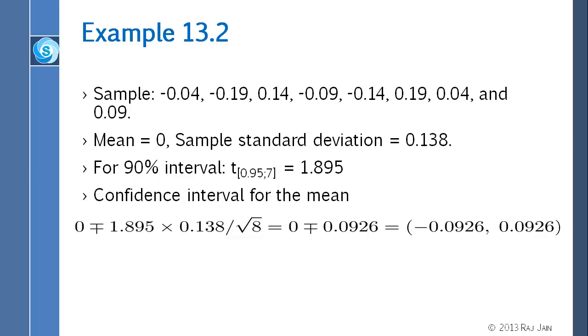So the sample mean is 0. Sample standard deviation is 0.138. And so for the 90% confidence interval, we have to read 0.95, and n minus 1 is 7. So 0.95 and 7. So we go to that table, and then we read the 7th row.